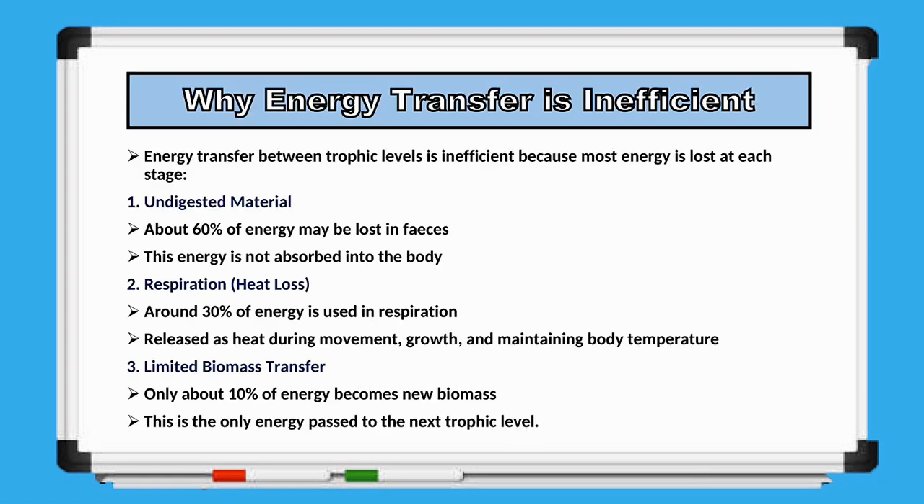Now let's understand why this transfer of energy is inefficient. The main reason is that a large proportion of energy is lost at every trophic level. A significant amount of energy, sometimes around 60%, leaves the body as undigested material in feces and is therefore never absorbed. Another large proportion, around 30%, is used during respiration and released as heat while carrying out life processes such as movement, growth, and maintaining body temperature. As a result, only about 10% of the original energy is converted into new biomass, and this is the only energy available to the next trophic level.